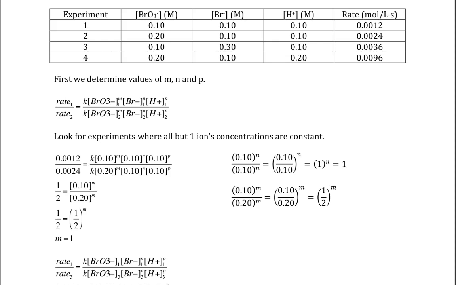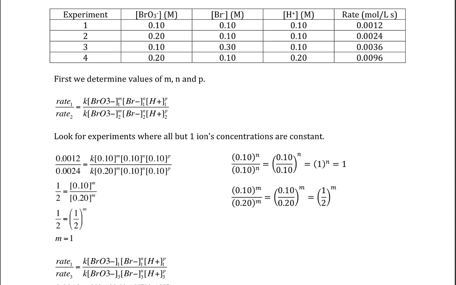So basically we look for experiments where all but one ion's concentrations are constant. So rate 1, 0.0012 divided by rate 2, 0.0024 equals, in the top, K times 0.10 to the M times 0.10 to the N times 0.10 to the P. And then we have in the bottom, for the second experiment, K times 0.20 to the M times 0.10 to the N times 0.10 to the P.